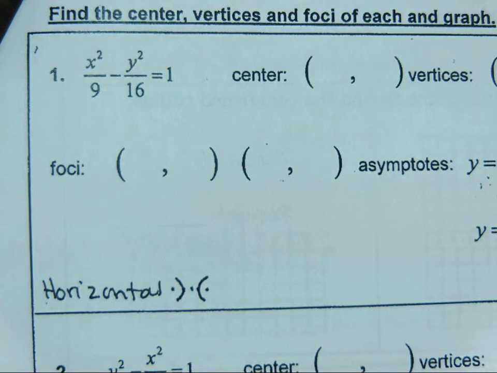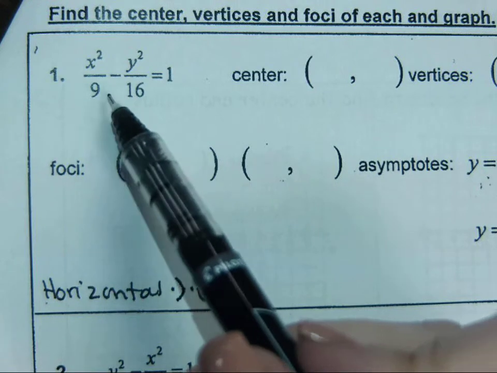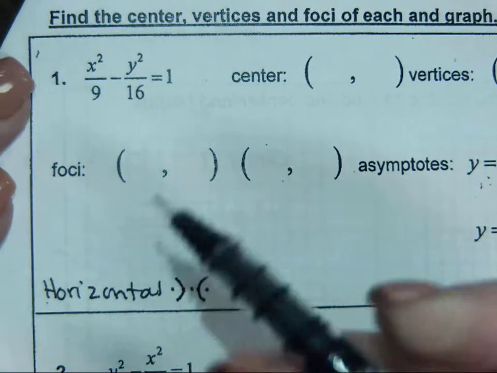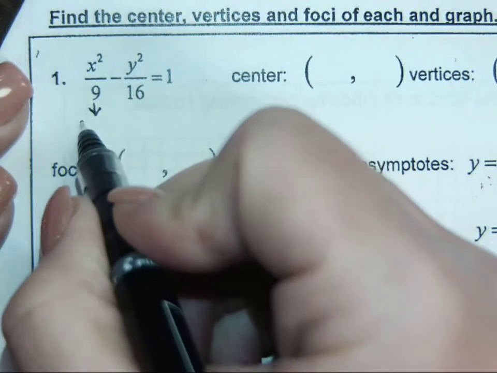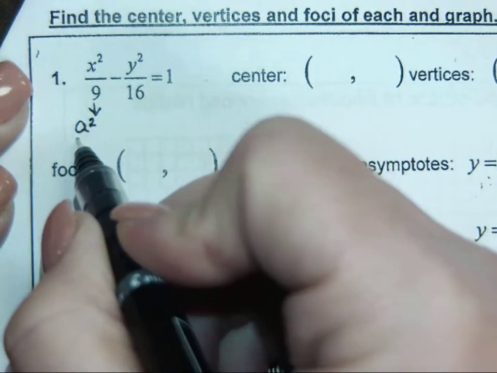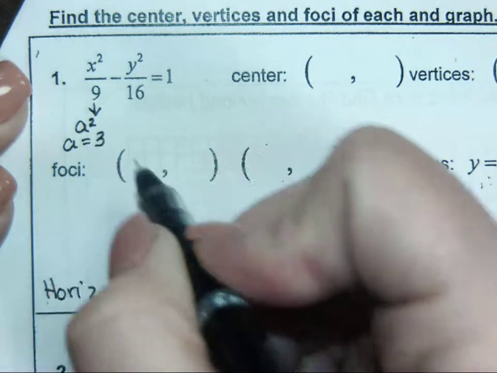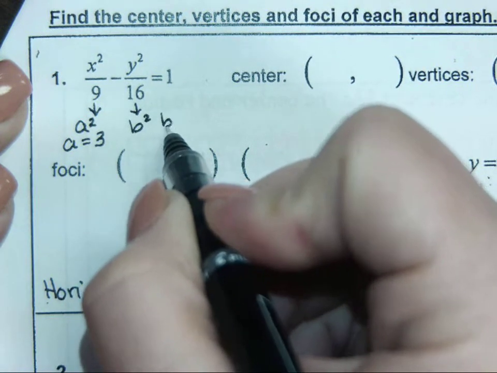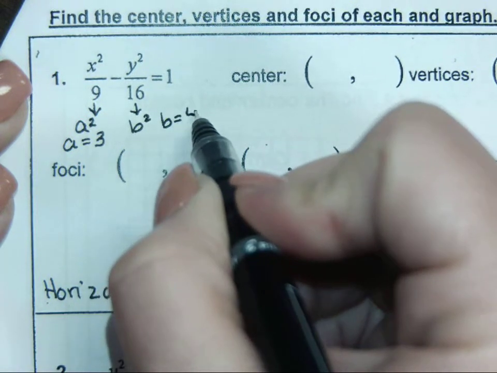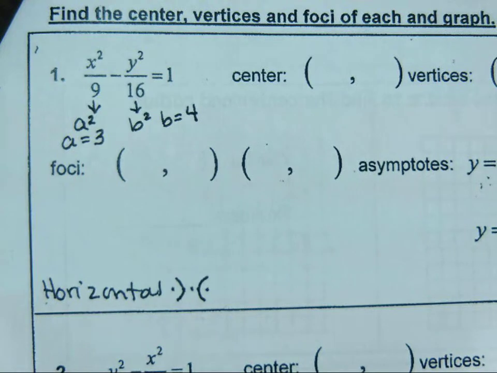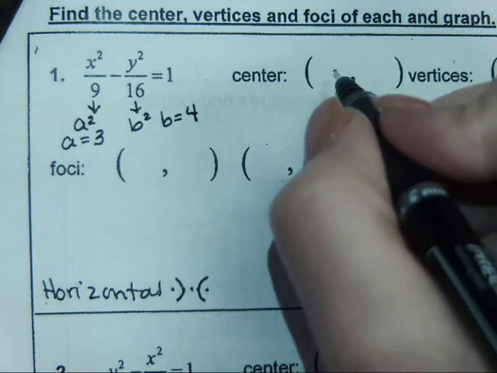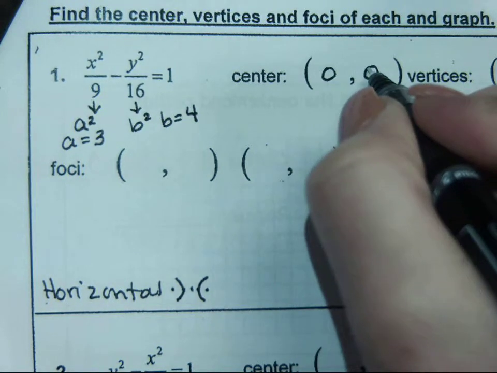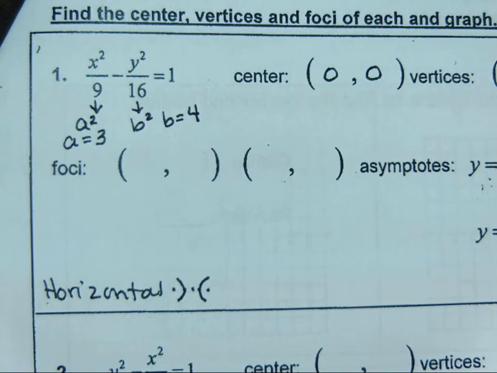Now the other piece is going to be my a squared and my b squared. This denominator is always a squared, which means that your a value is 3. This denominator will always be b squared, so your b value is 4. Now again, my center is going to be at 0, 0. And what I'm going to do is try to graph some of these things.